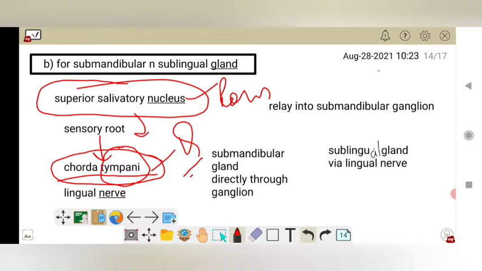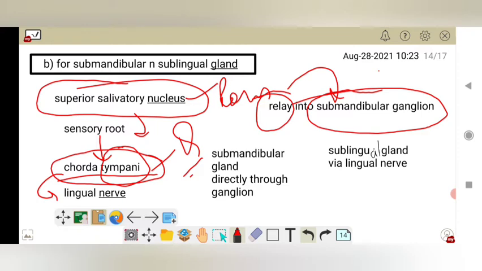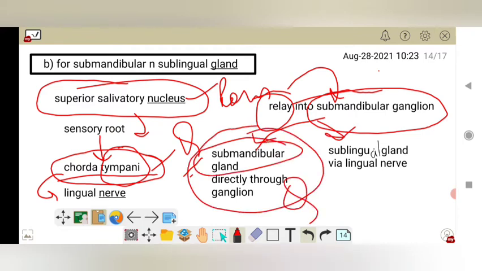Then the fibers from the chorda tympani pass to the lingual nerve. Then these relay into the submandibular ganglion. So preganglionic fibers of the facial nerve are relayed in two ganglions, that is pterygopalatine ganglion and submandibular ganglion. From the submandibular ganglion, the postganglionic fibers reach the submandibular gland directly. This is also important. Postganglionic fibers to the submandibular gland pass directly from the ganglion. No intermediate nerve is there.